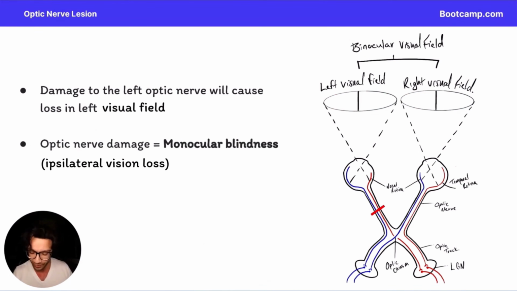So in this case, we have an optic nerve lesion right here, and this is the left optic nerve. So all this visual field is not going to be able to be processed. So we're only going to be able to process information from our right eye, because if we remember, that nasal retina crosses over and that temporal retina stays on the same side, but we're not getting any information from this left eye because it has been lesioned. So let's color this in. So damage to the left optic nerve will cause loss in the left vision. So optic nerve damage causes monocular blindness or ipsilateral vision loss.